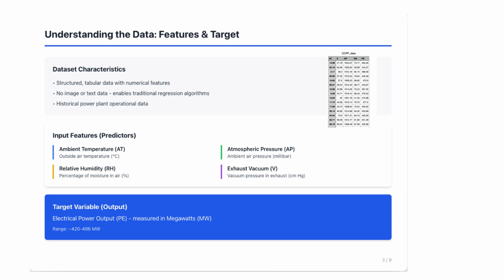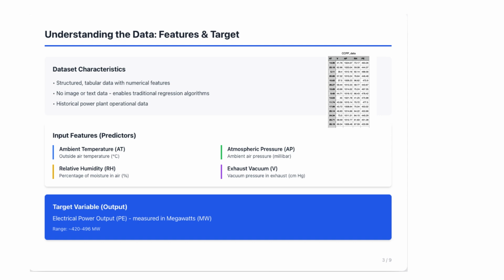Understanding data. I worked with structured tabular data stored in CSV format, making it ideal for traditional regression algorithms. As you see, each row represents a single observation, one moment in time at the power plant, and each column is a feature.